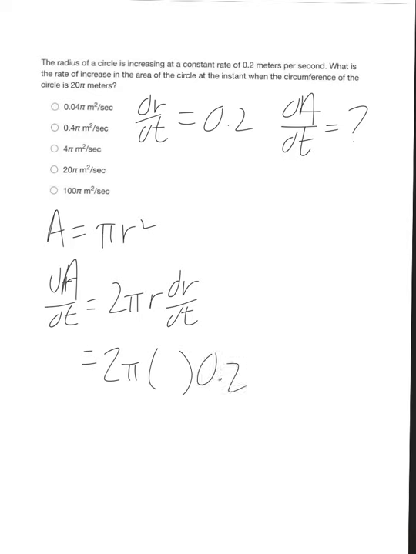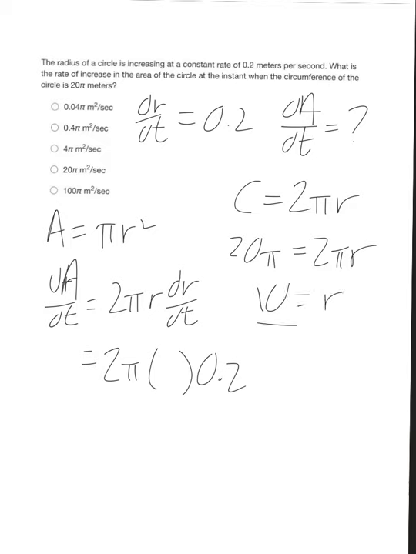Now the problem, they didn't tell me r, they told me C. They said when the circumference is 20 pi. Well, I can find r easily enough given C, right? C is equal to 2 pi r. 20 pi is what they gave us. So then 10 is equal to r. Plug that in, and we're going to get 4 pi.